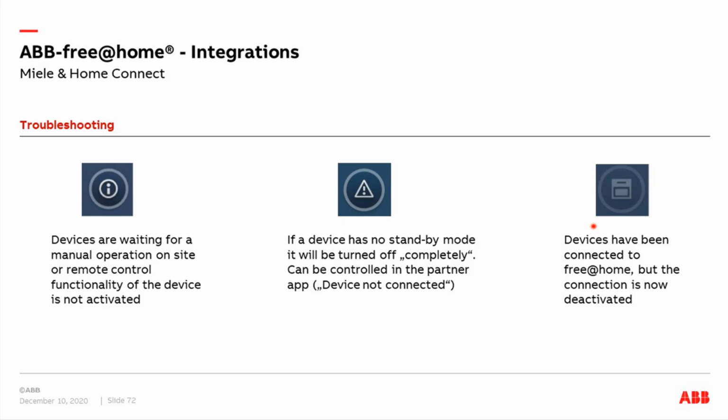And the last thing is when an icon turns gray, this means that the connection between Free at Home and this device is deactivated. This should usually not happen by chance, only on purpose. If you say, okay, I don't want to have this connection anymore, you can go to the My Buildings portal and deactivate the connection to this device. Then the icon will turn gray and you can delete this icon and this device from your Free at Home installation.